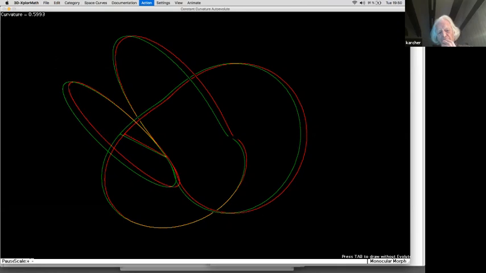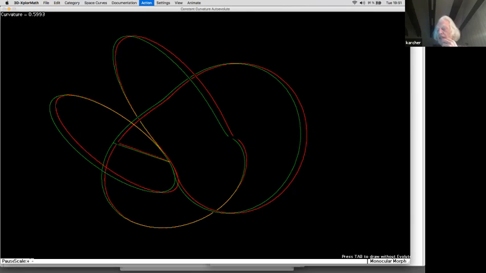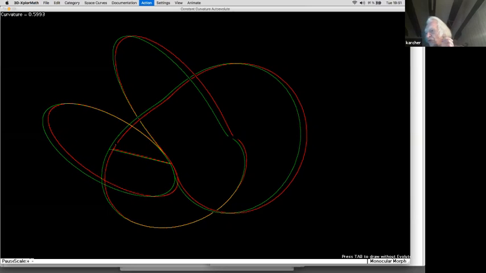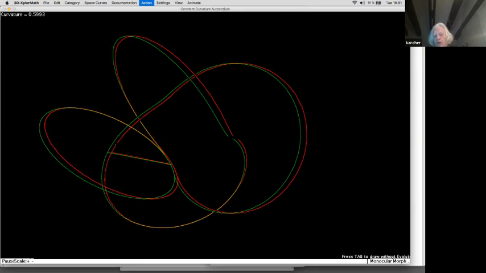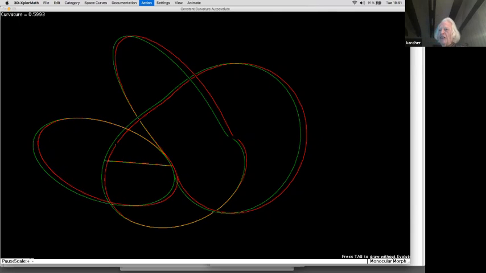So the circle is oscillating here, and the midpoint of the circle traces out the same curve, just half of the length of the curve apart. And these curves, Eckhart and I call autoevolutes.